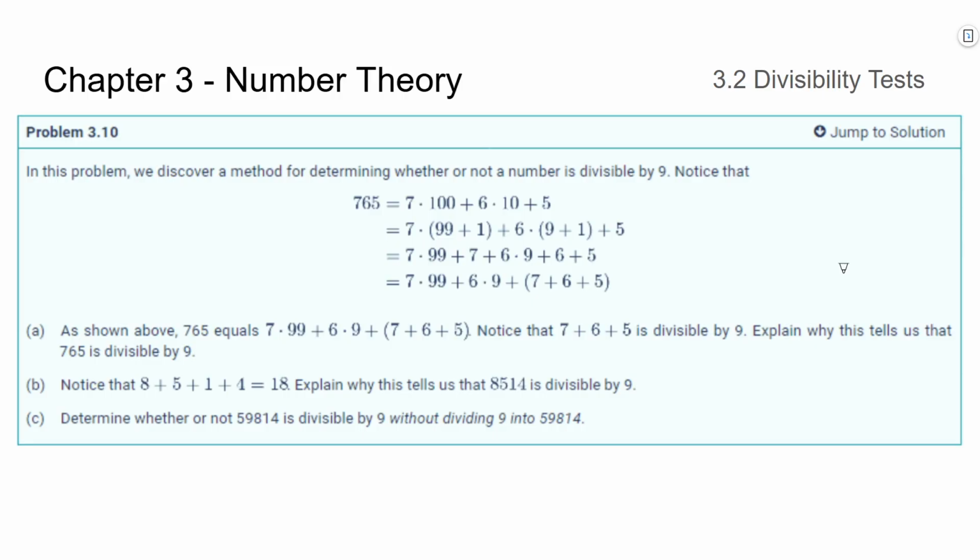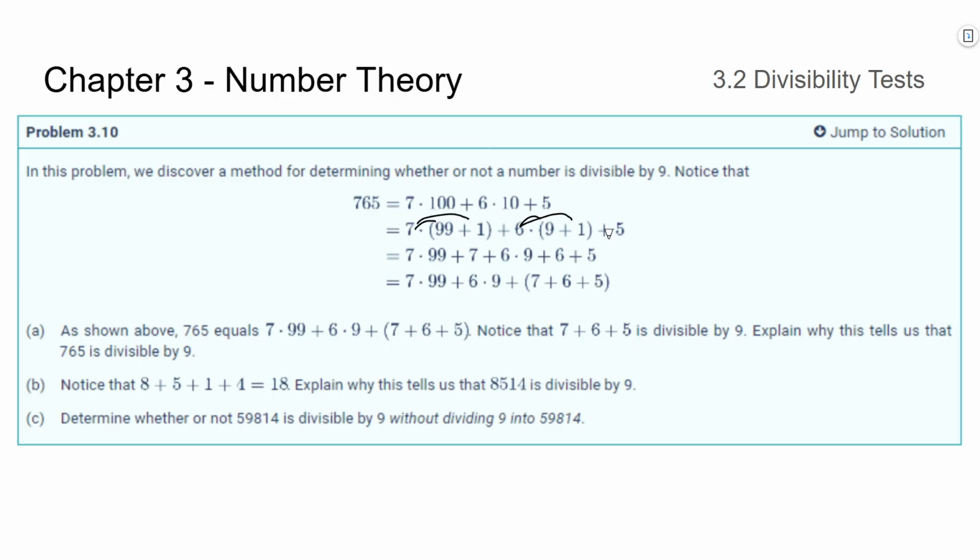All right, in this problem, we discover a method for determining whether or not a number is divisible by 9. Notice that 765 is equal to 7 times 100 plus 6 times 10 plus 5, okay? And then break this down more, and 100 is equal to 99 plus 1. 10 can be broken down to 9 plus 1. Okay, and then further break this down, we're just going to distribute here. So it becomes 7 times 99 plus 7 times 1, but 7. Same thing here, distribute this. 6 times 9 plus 6, and then we have our plus 5.